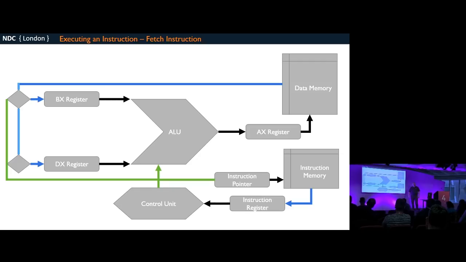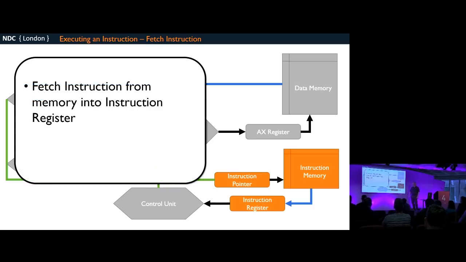And if we look at the CPU diagram we started with, let's lay that out. It starts with, here we go, here's our instruction memory. We need to get the next instruction into our instruction register. That's our fetch. That's the instruction. When we do that, we immediately then move the pointer on to the next instruction.